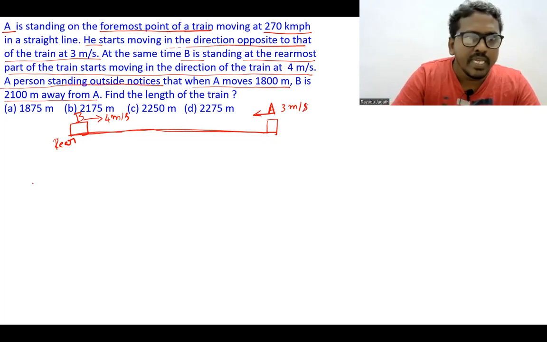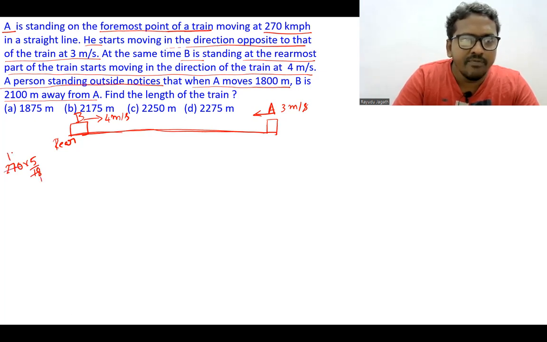So we can write here 270 into 5 by 18 to convert to meters per second. 18 once 18, 18 once 18, 90, 18 5 90, 15 5 75. So 75 meters per second is the speed of the train.